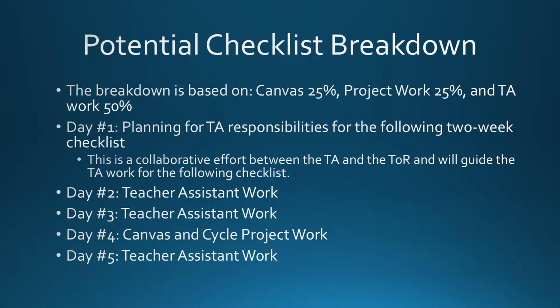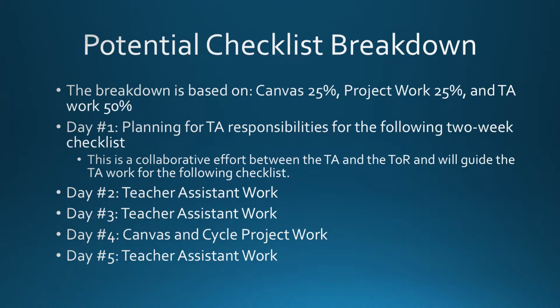One day, the next day you can plan on teacher assistant work, another day of teacher assistant work, one full day of Canvas and/or cycle project work, and that's on you. That depends on how you want to spend that day. You might say, I want to do all of my Canvas work at school, or you might say, I want to do all of my cycle project work at school, or you might say, I want to do a little bit of Canvas and a little bit of cycle project work at school, and then do a little bit of each of those for homework. And then the last day of the 5 day checklist would be another day of teacher assistant work. So it all roughly breaks down to be about 50% TA work, 25% Canvas, 25% project work.